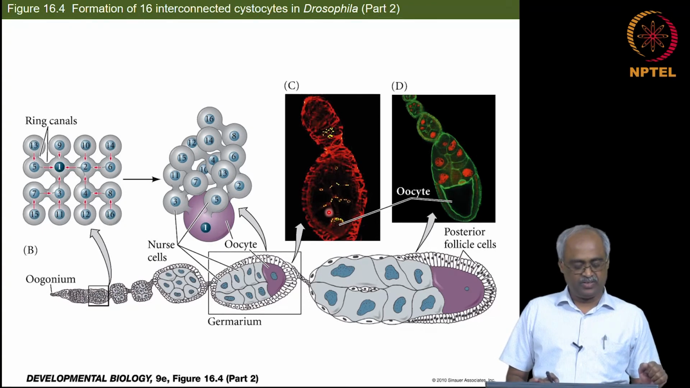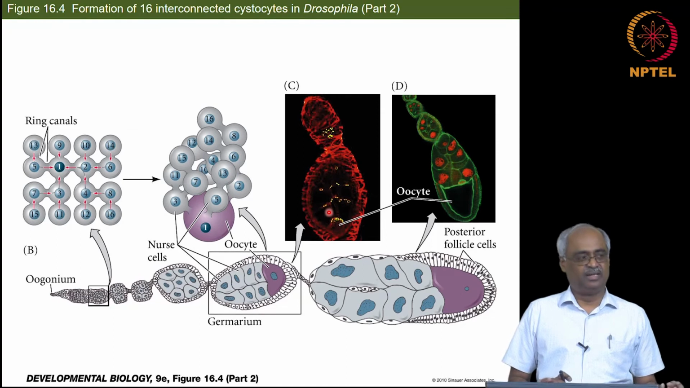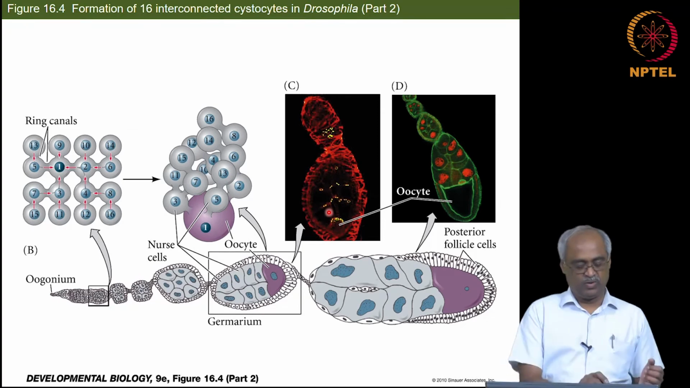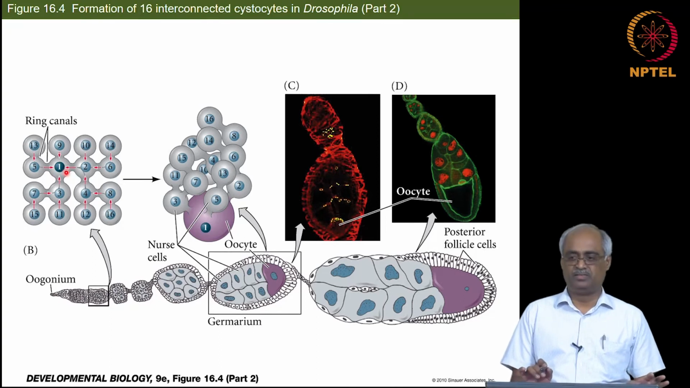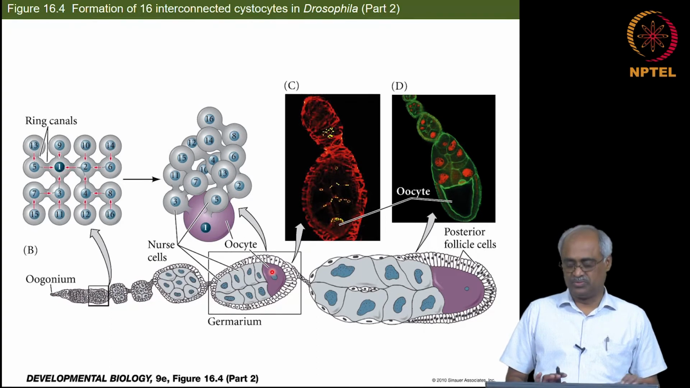So, all we need to know is this ring canal and the cytoplasmic contents coming to this one selected cell, and the selection is because it has more ring canals, and that is becoming the oocyte.